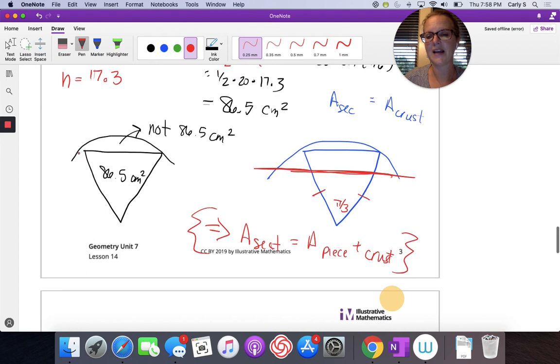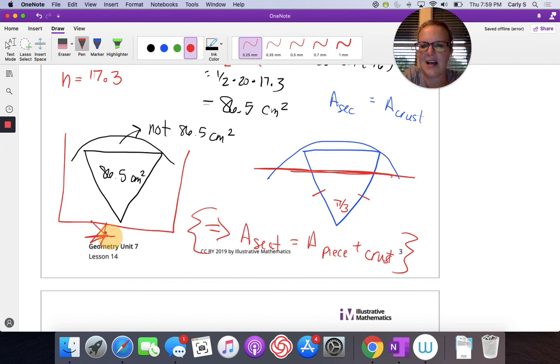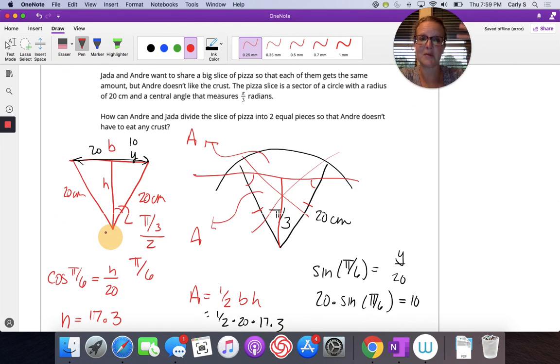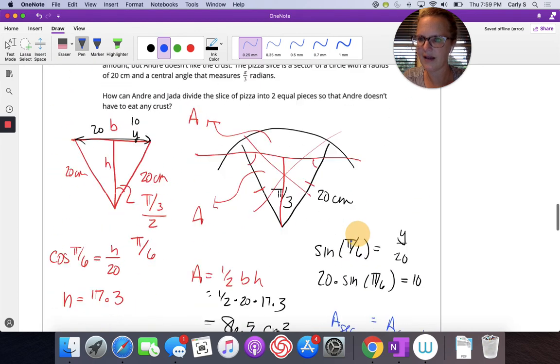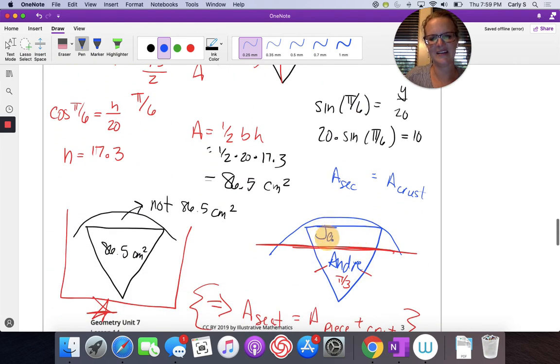All right, it was a great exercise working through this. Okay, that was not useless, but it doesn't actually help us solve the problem. So conceptually, what we're thinking about doing is we have an isosceles triangle, which we know how to solve. How can they divide the slice of pizza into 2 equal pieces so Andre doesn't have to eat any crust? It would be like this, where Andre gets this piece, and Jada gets the crust plus a little bit of the pizza. Okay? Cool. Good job.